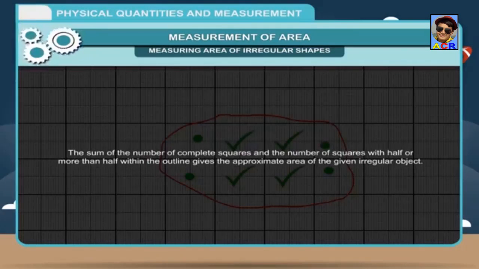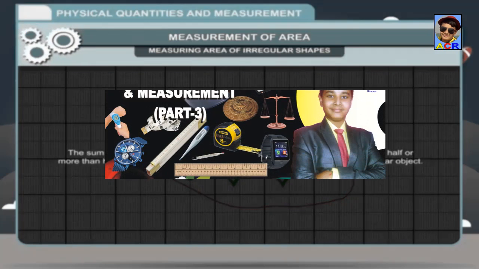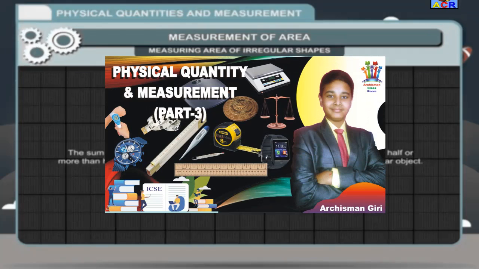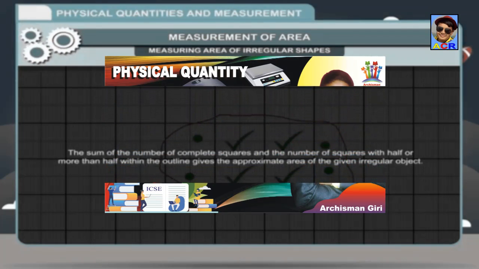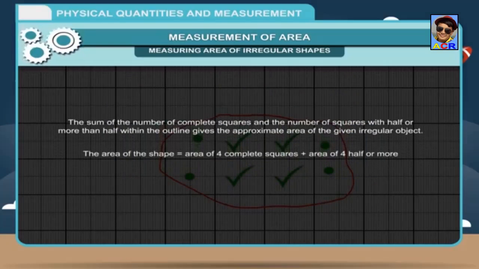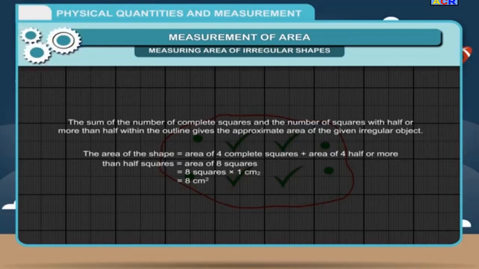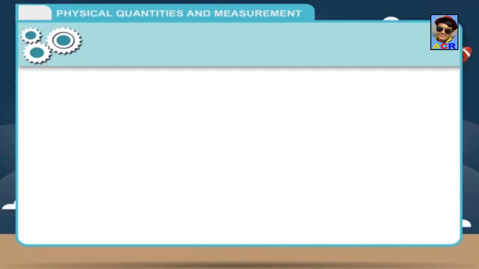The sum of the number of the complete squares and the number of squares with half or more than half within the outline gives the approximate area of the given irregular object. The area of the shape is equal to area of 4 complete squares plus area of 4 half or more than half squares is equal to area of 8 squares is equal to 8 squares into 1 centimeter square is equal to 8 centimeters square.